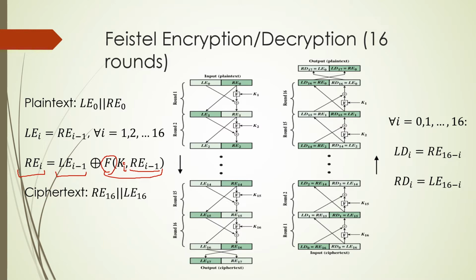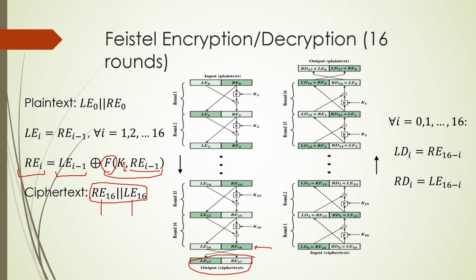And eventually, when you reach the end of the 16th round, all you need to do is swap the left and right hand side. So the ciphertext is obtained by concatenating the left hand side of round 16 to the right hand side of round 16 output, but in the opposite order. So first the right hand side concatenated with the left hand side, and this is going to give you the actual ciphertext at the end.